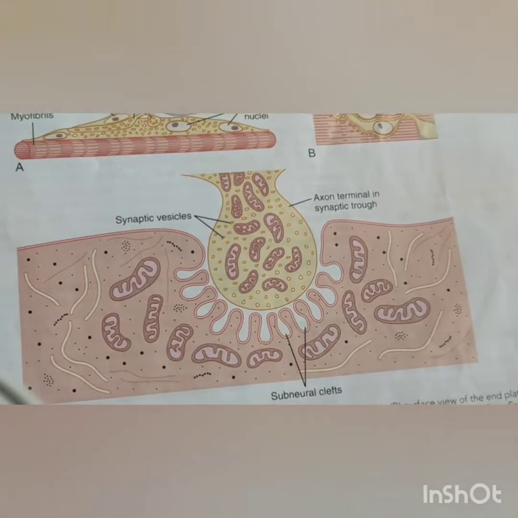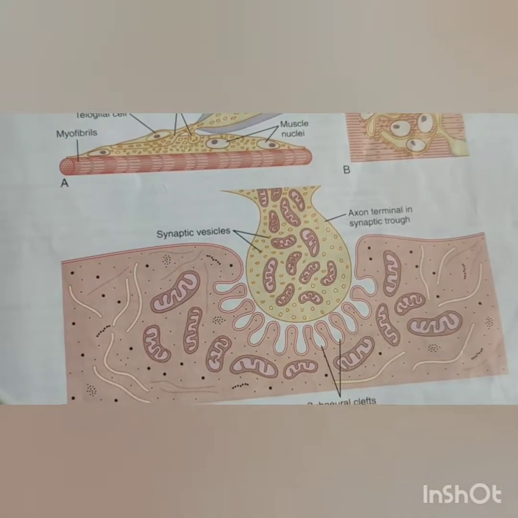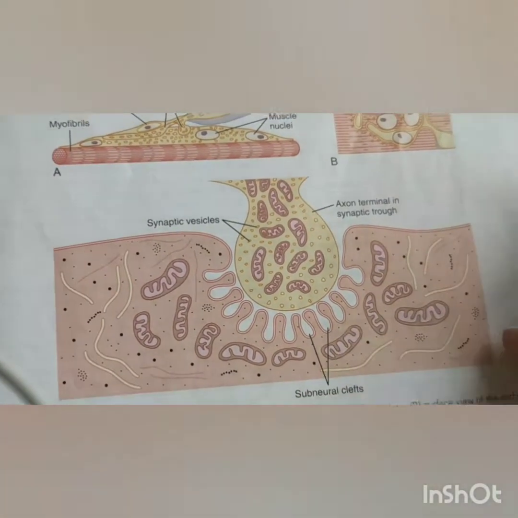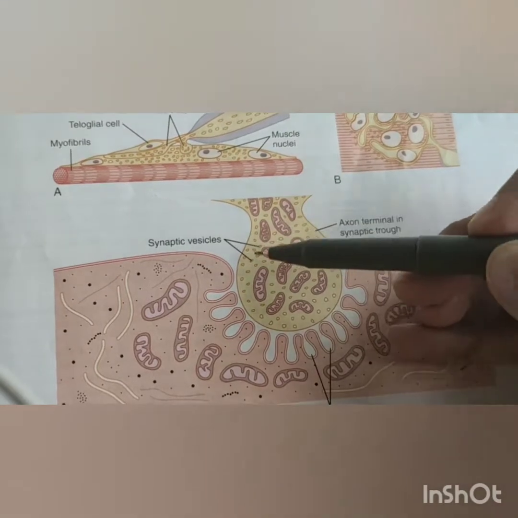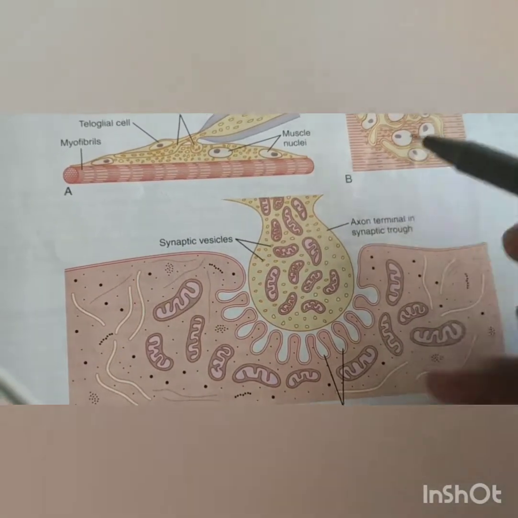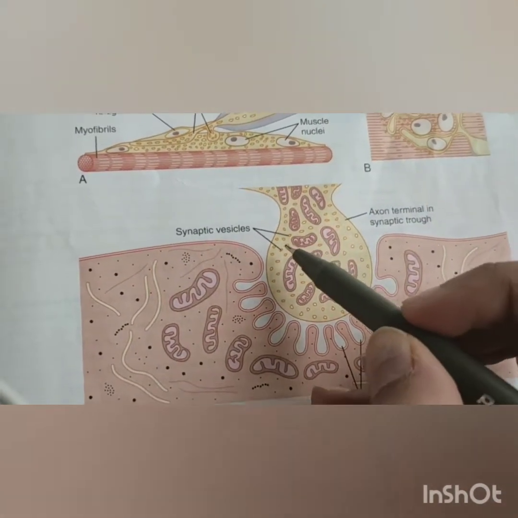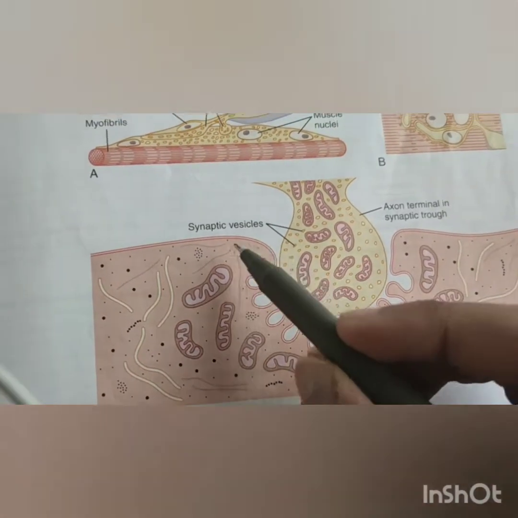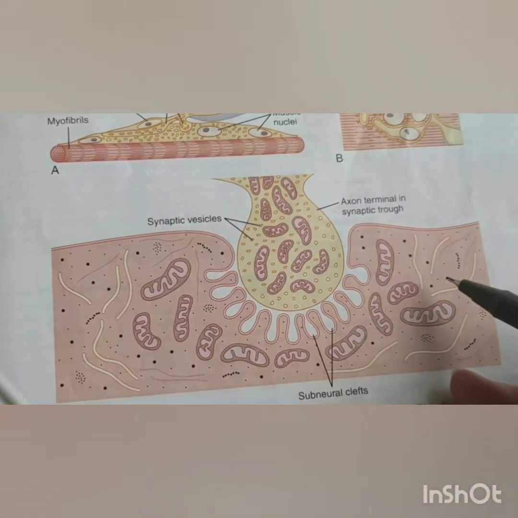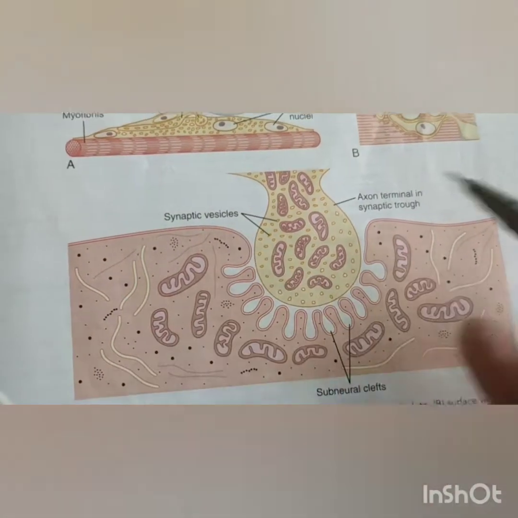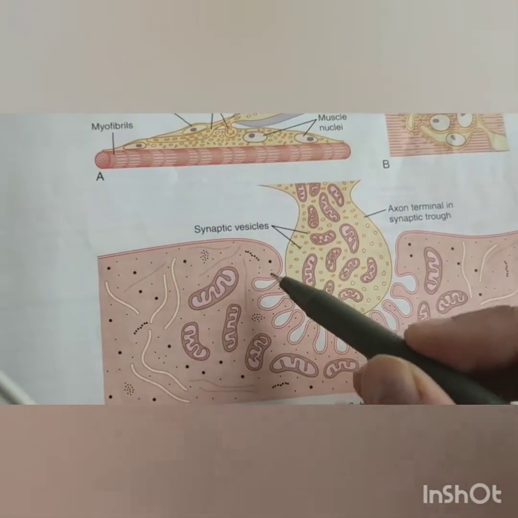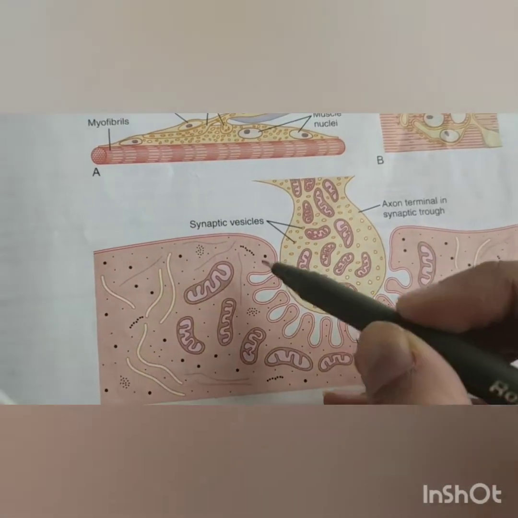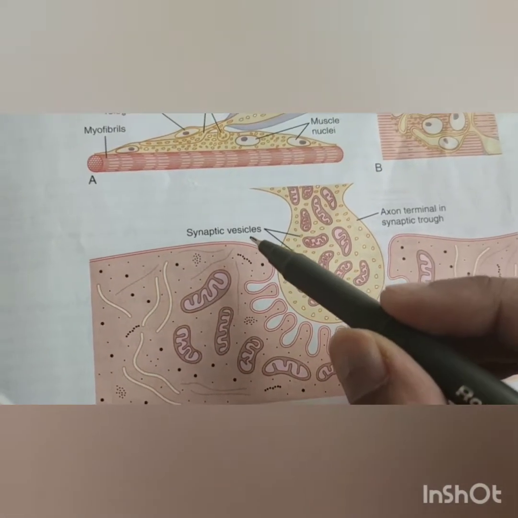Hello, today we are going to discuss a few things about the neuromuscular junction, or transmission. So, this is a nerve terminal, this is an axon terminal, and the small dots inside are the synaptic vesicles. We'll discuss them. And this is a muscle membrane and muscle terminal, and this whole curved shape is known as the synaptic trough or synaptic gutter.